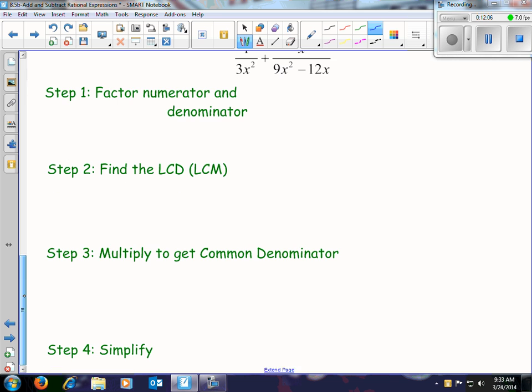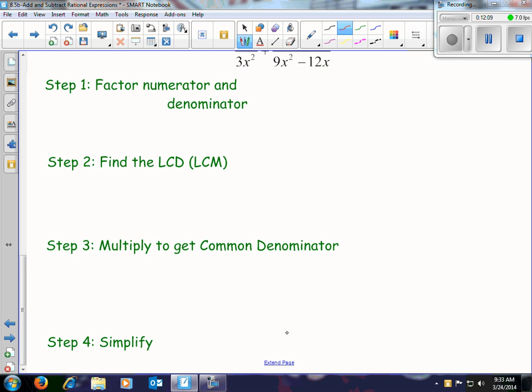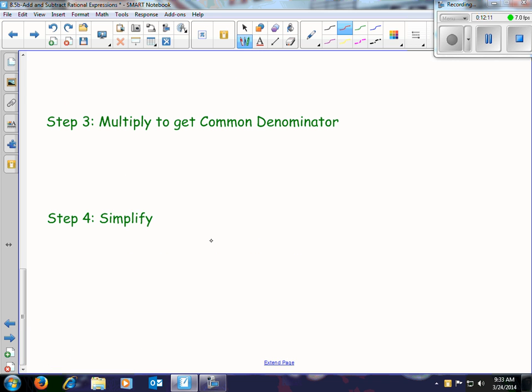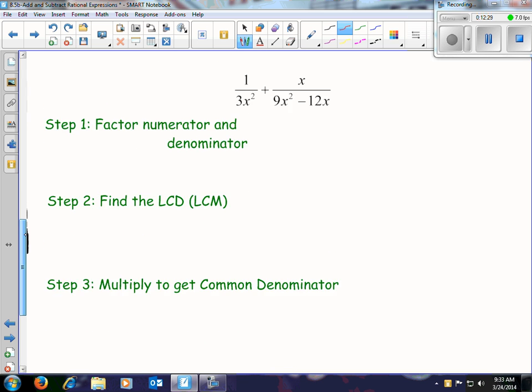Now, I'm going to go ahead and tell you the answer so you can check yourself when you're done. Once you simplify, your answer should be x squared plus 3x minus 4 on the top divided by 3x squared times 3x minus 4 on the bottom. So that should be your answer once you solve this so you can check yourself.